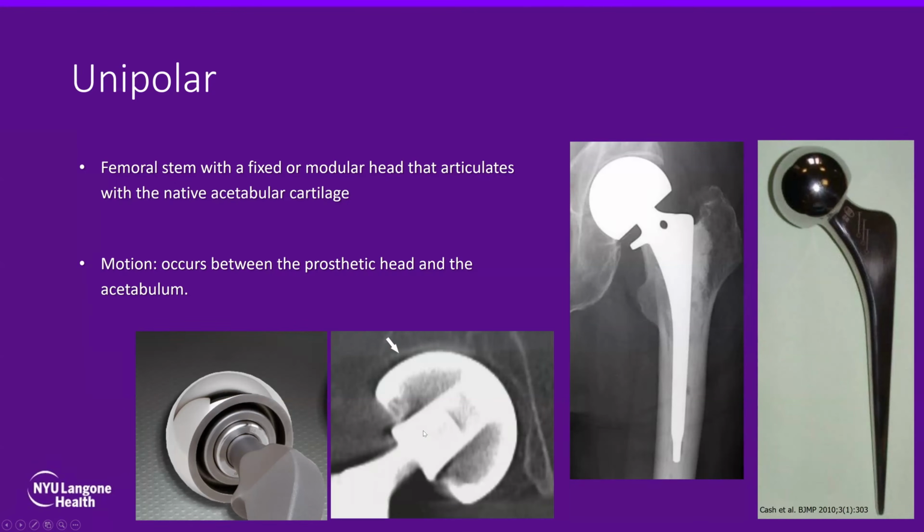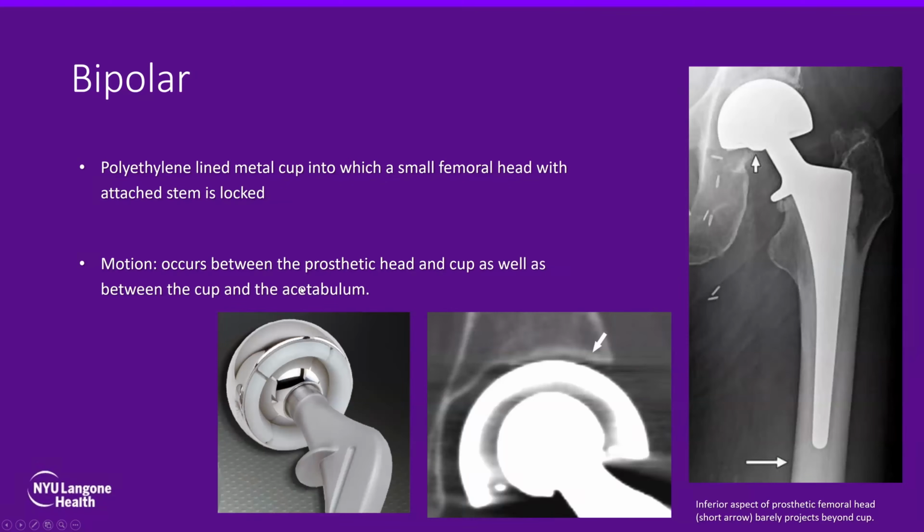This is on CT. You see that there is no extra motion between these metallic components, and this is how you see it outside the patient. So as we said, the motion occurs between the prosthetic head and the acetabulum. Bipolar is similar to dual mobility total hip arthroplasty. So in bipolar, you have a polyethylene liner inside the outer component. So in this case, you have two levels of motion, one between the prosthesis head and cup, and the other one between the cup and acetabulum.